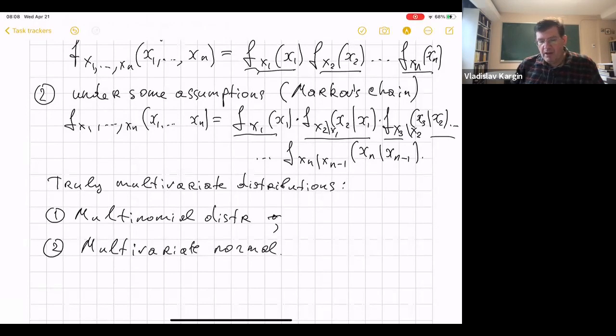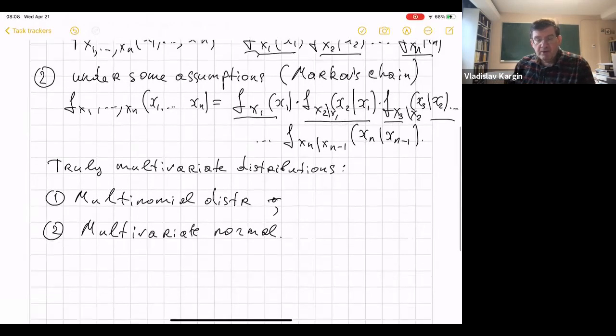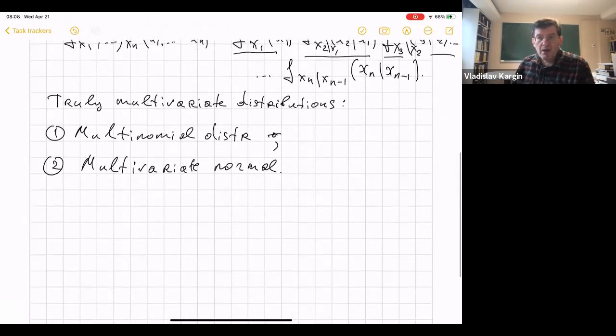Normal. Maybe there are a couple more of them. One of them is called Dirichlet, which is also used. But we will focus on these two distributions in this course. So you can see there are just two distributions, compared to the many distributions that we talked about when we talked about univariate random variables.